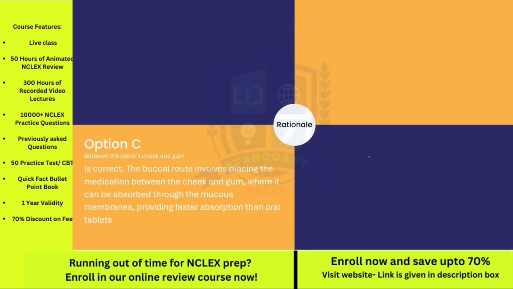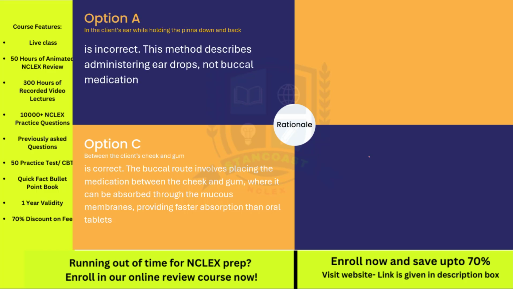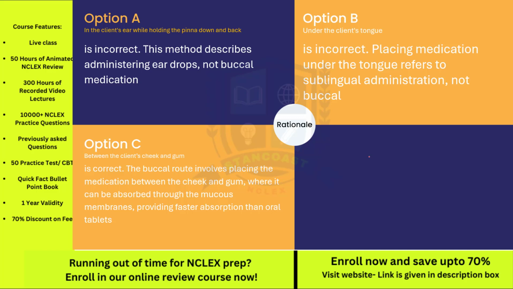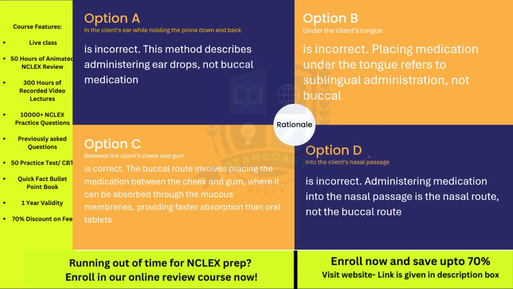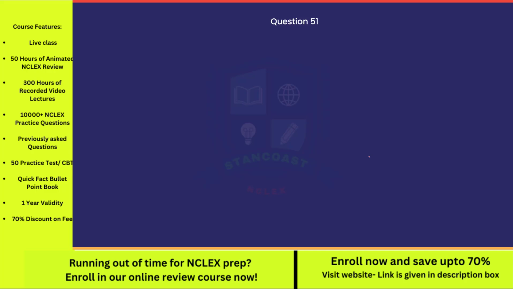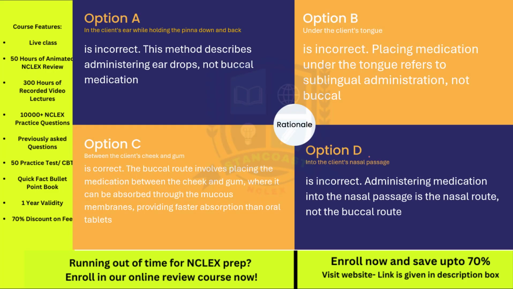C is correct. The buccal route involves placing the medication between the cheek and gum, where it can be absorbed through the mucous membranes, providing faster absorption than oral tablets. A is incorrect. This method describes administering eardrops, not buccal medication. B is incorrect. Placing medication under the tongue refers to sublingual administration, not buccal. D is incorrect. Administering medication into the nasal passage is the nasal route, not the buccal route.